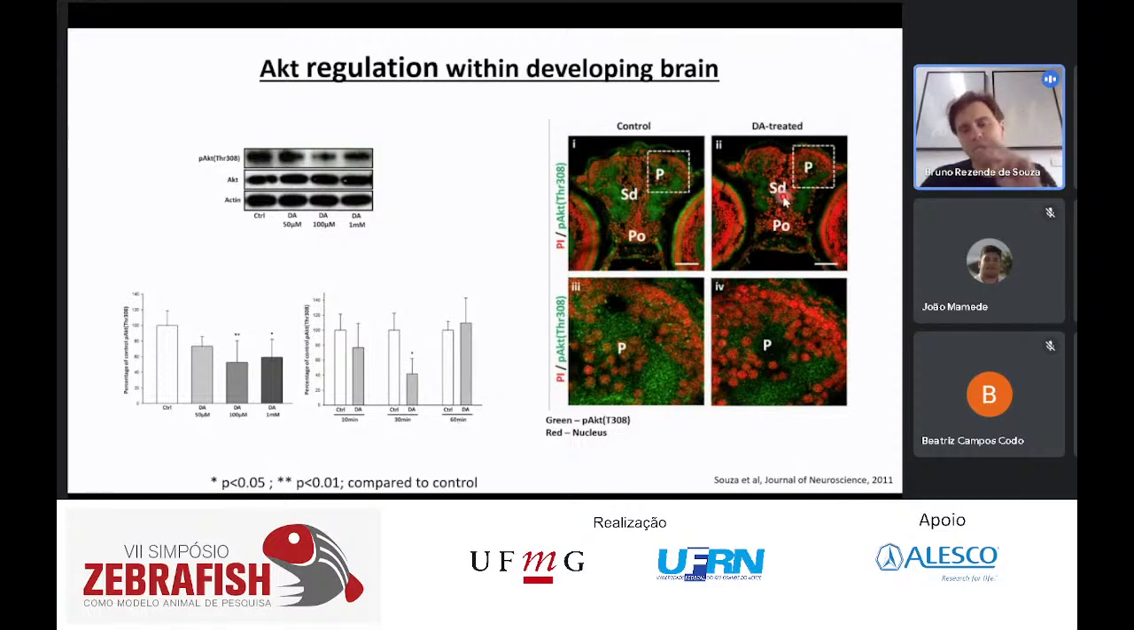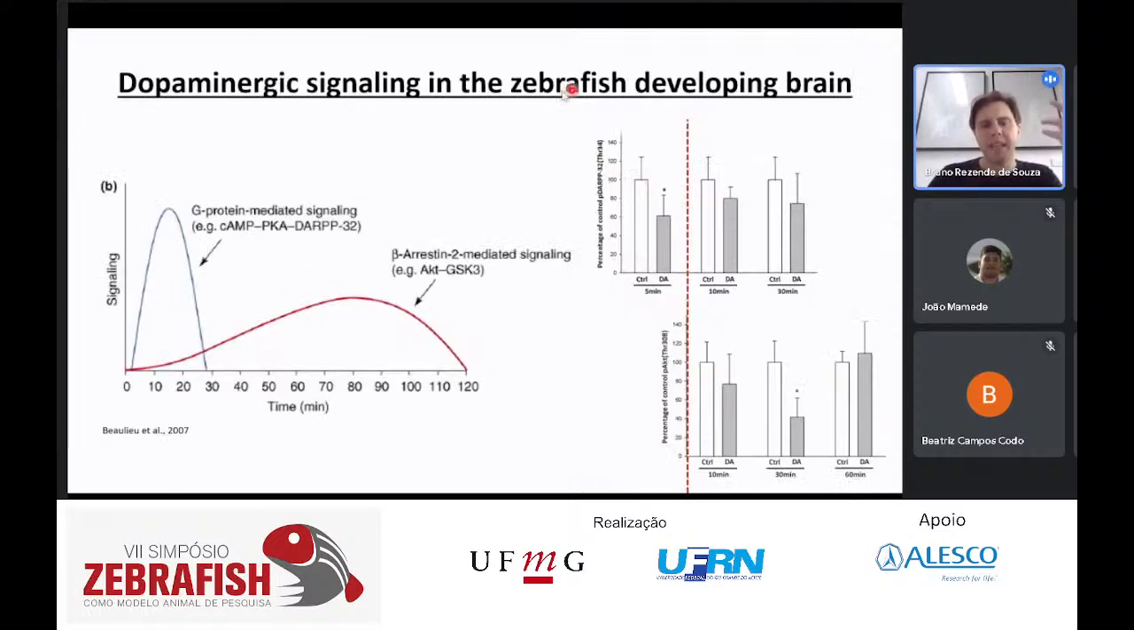And what is interesting when we check both AKT and DARPP-32 is that in mammals, Beaulieu, for example, showed that DARPP-32 is regulated in the first 10-15 minutes, and AKT is regulated around 60 and 90 minutes. Okay, in zebrafish we didn't see that. It was a little bit faster: 5 minutes, and here around 30 minutes. But we can see there's also the same dynamics. At 5 minutes, you have a decrease of phosphorylation of DARPP-32, and of AKT only around 30 minutes, when the phosphorylation of DARPP-32 is not decreased anymore. So you can see a very similar dynamic of phosphorylation of DARPP-32 and AKT.